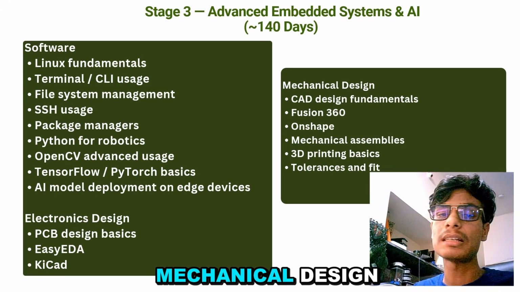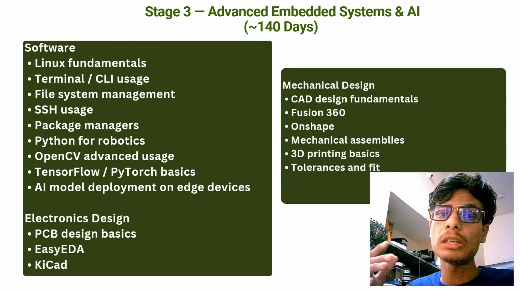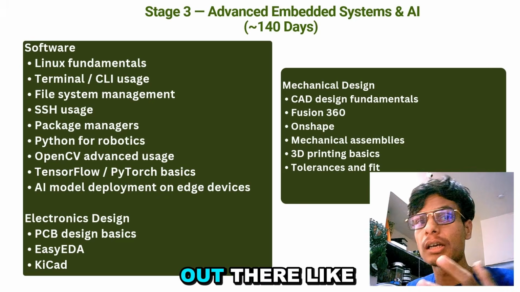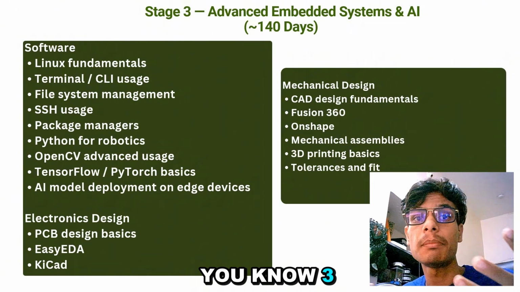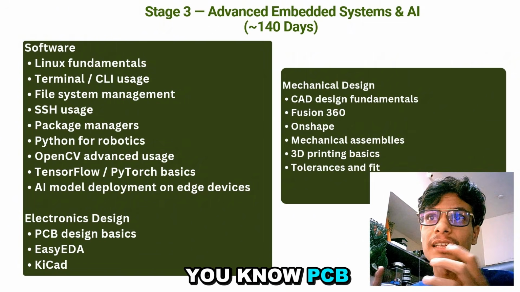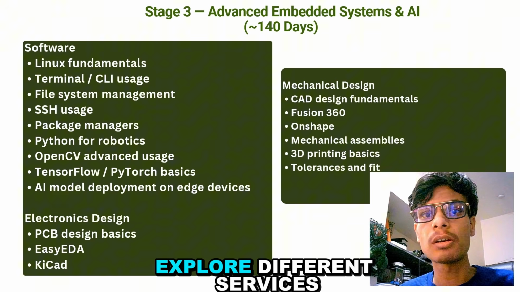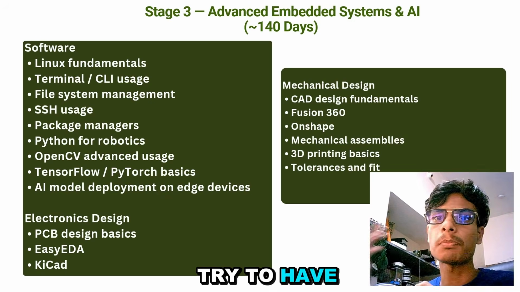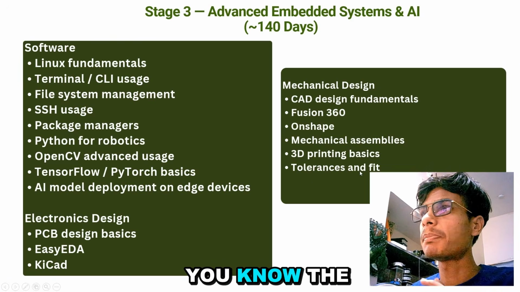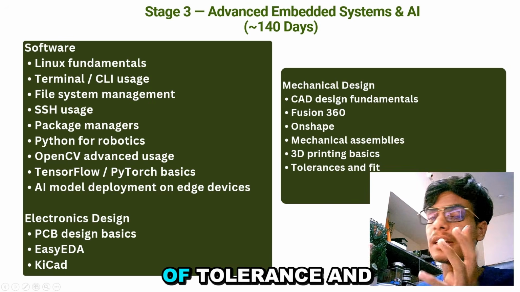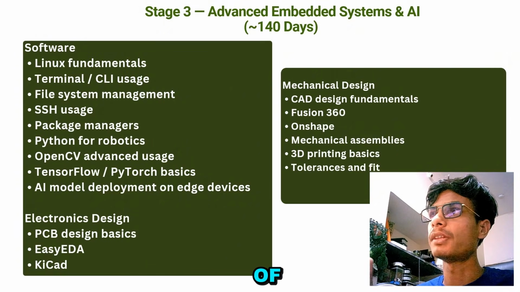After this, the next is mechanical design. As we have already started with Tinkercad or Fusion 360, you need to actually start implementing everything out there. For example, you can go to multiple different 3D printing services or PCB designing services; PCBWay or NextPCB are great examples. You can explore different services and try to take your project to a better level. After this, there is 3D printing and understanding of tolerance and fit and size and all those kinds of things. You need to get a basic understanding of mechanical design.